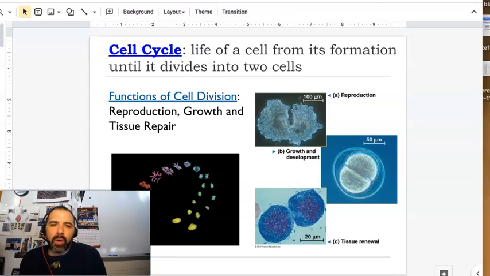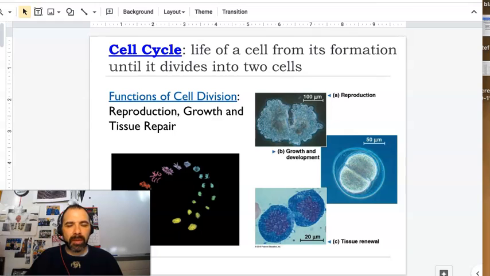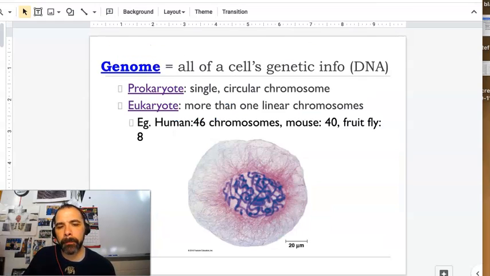So the cell cycle is the life of a cell from its formation until it divides into two cells. Essentially we're going to be talking about mitosis. The function of cell division is reproduction, growth, and tissue repair. The genome, as a review, is all of the cell's genetic info. In prokaryotes, as we've talked about, they have a single circular chromosome, and in eukaryotes, they have more than one linear. For example, there's 46 chromosomes in humans, mice have 40, fruit flies have 8.